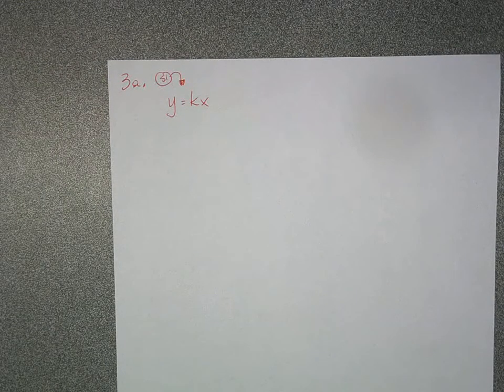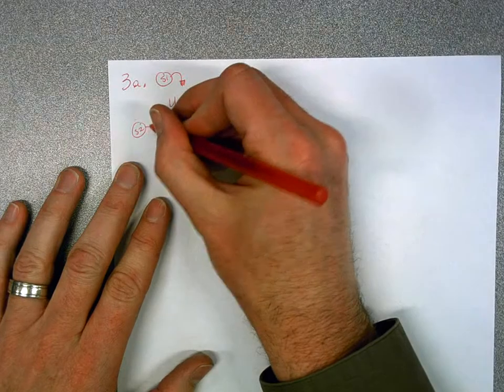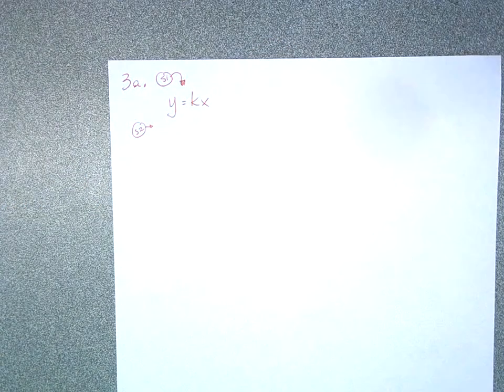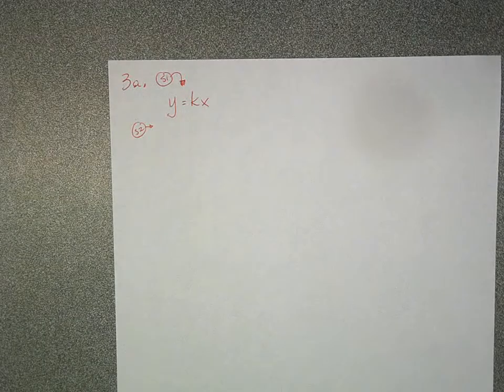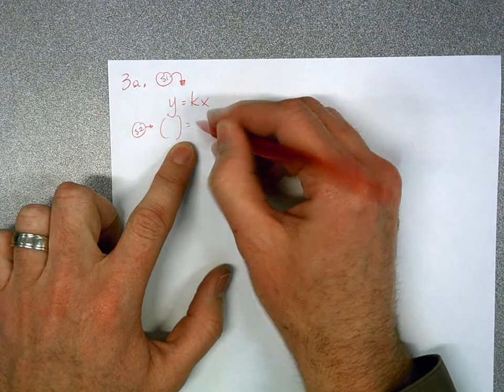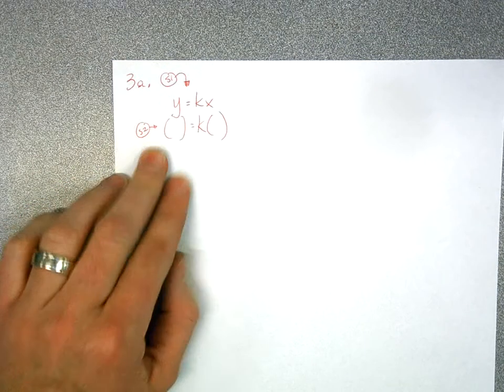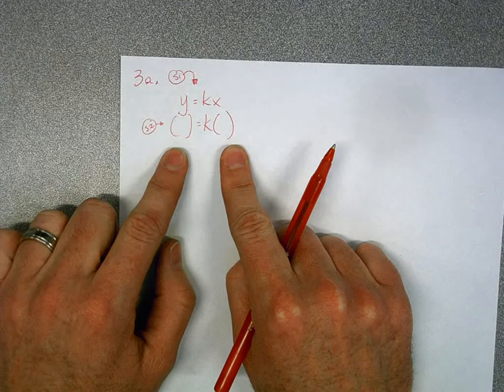Now, step two, we're going to plug in numbers. You say, well, what numbers, Mr. Wilkins? Well, it says in the story, an 8-ounce weight stretches the spring 2 inches. So I need to plug them in, right? We have parentheses equals K times parentheses. So I'm going to plug the numbers in. Well, let's take a look.